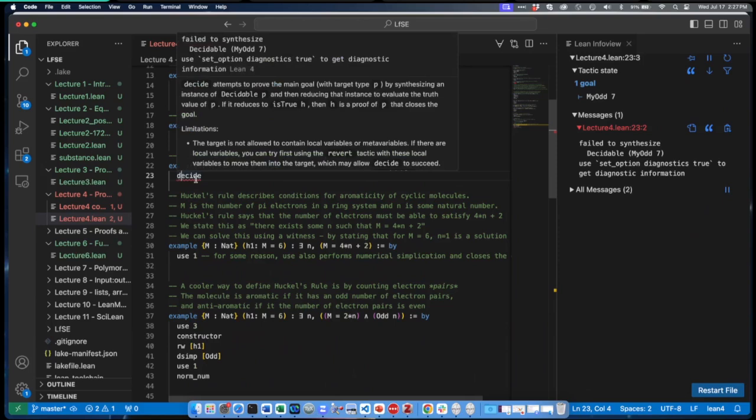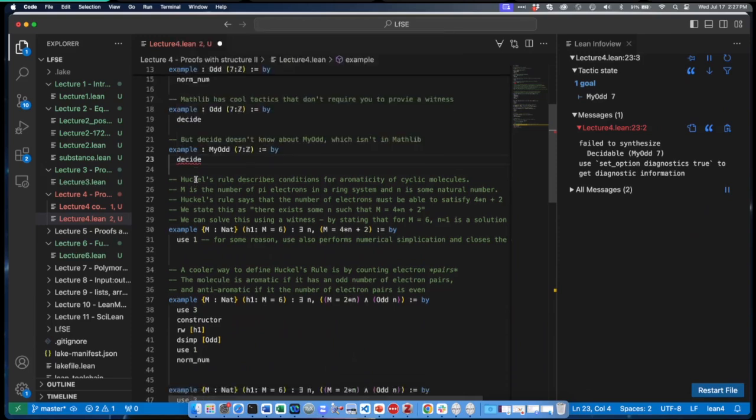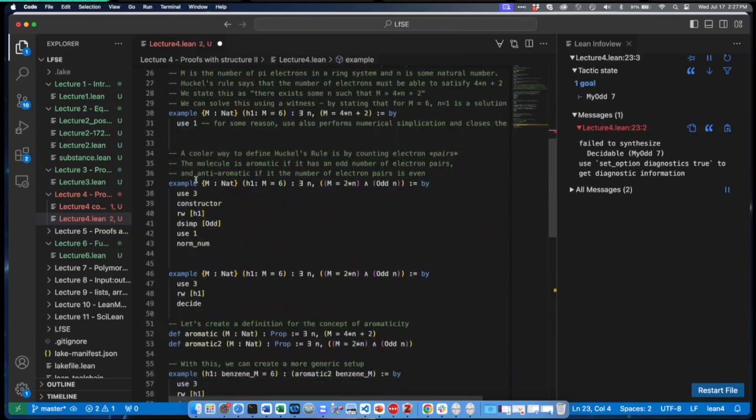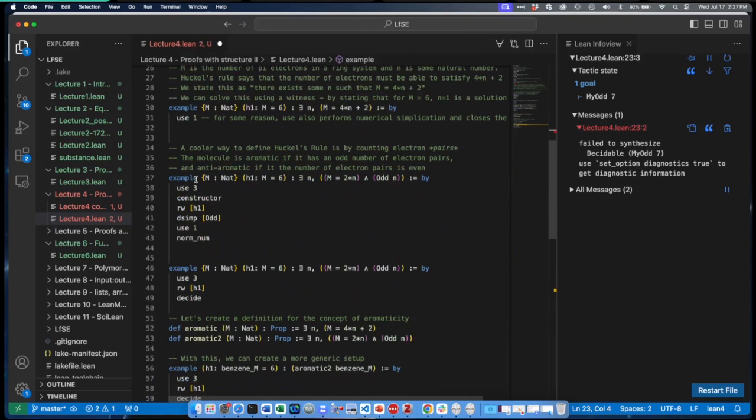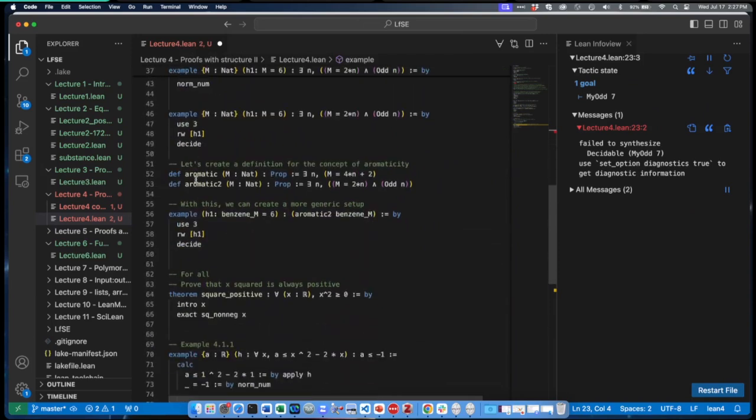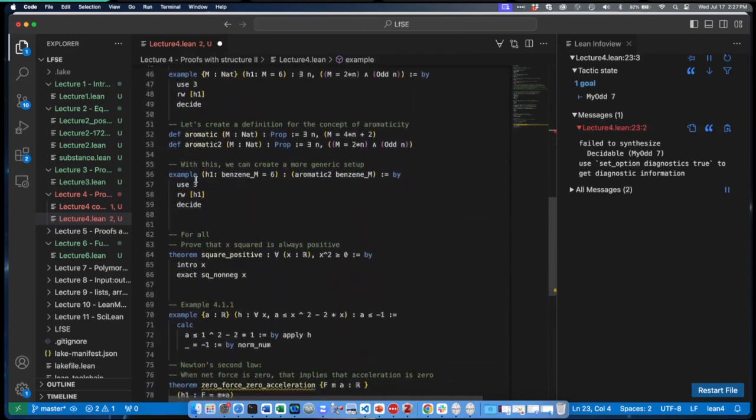But there are some tactics which will time out. They will try searching for a thing. They might try 100 times and then they give up. And you can increase the amount of times that they try by changing a setting, and they'll try harder and then give up. That's something that happens in Lean. It's a very good question.